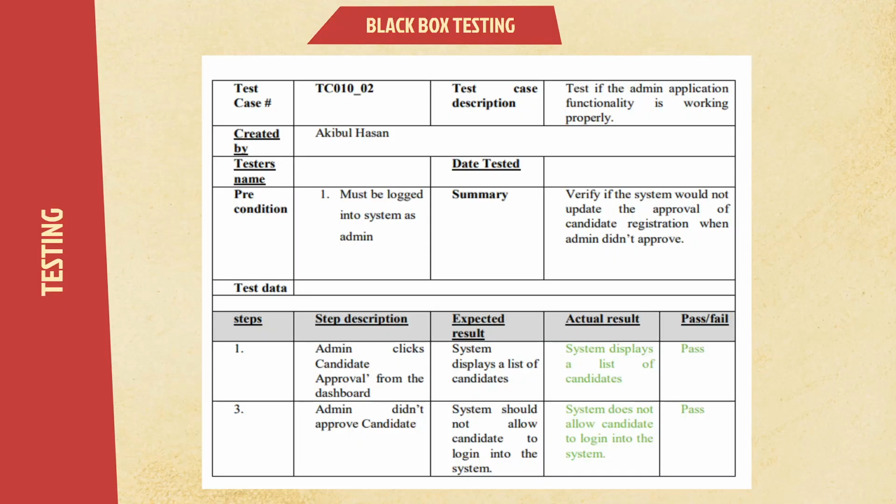Next is testing. We use two kinds of testing. First of all, we use black box testing. This testing verifies that the system does not update the approval of a candidate registration when the admin did not approve. Whenever the admin clicks candidate approval from the dashboard, the system displays the list of candidate approvals. If the admin doesn't approve a candidate by clicking the decline button, the system does not allow the candidate to log in to the system.